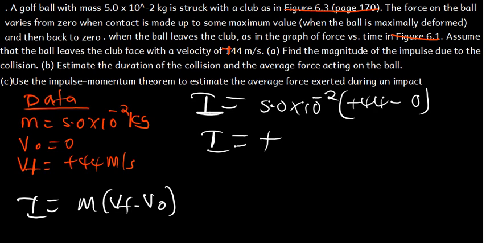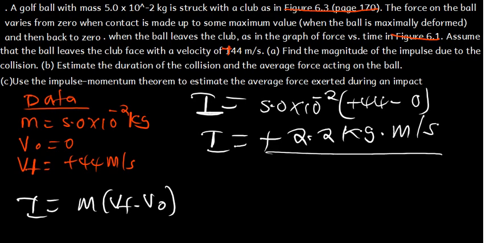Okay, so using my calculator, 5.0 exponent negative 2 times 44, I'm getting 2.2. Remember, this is the mass and this is the velocity, so the unit is kg meter per second. So this is my impulse. At the same time, this is my momentum. Momentum is the same as the impulse. So if they ask us to find the momentum, it is the same as positive 2.2 kg meter per second. As simple as that.